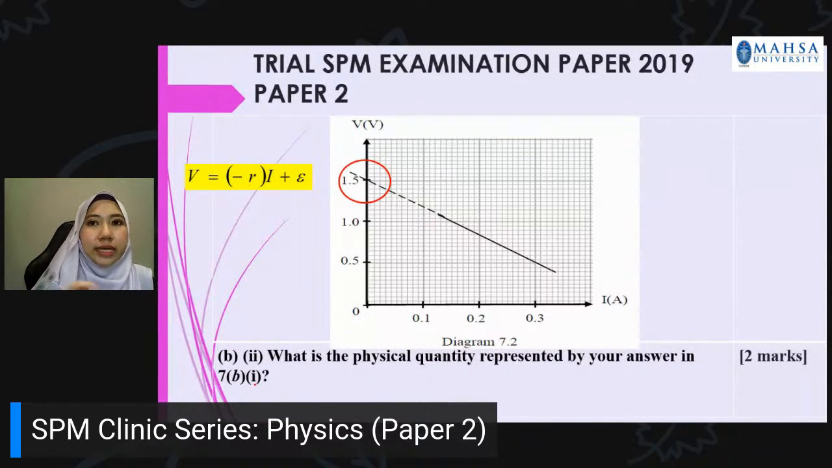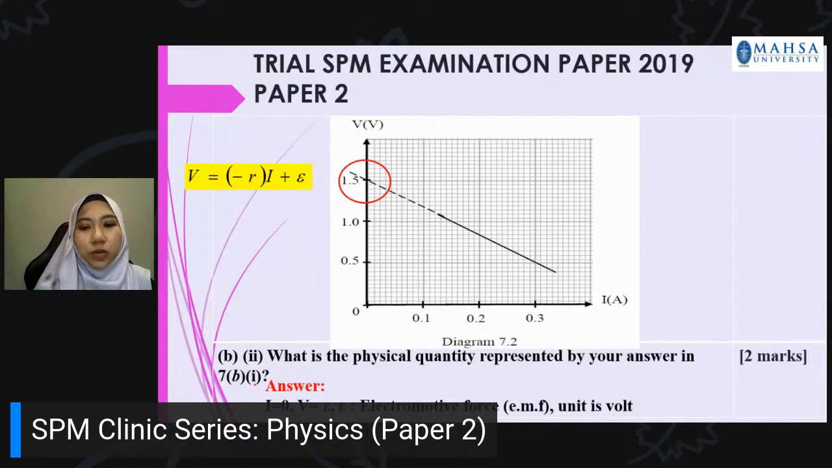Okay, you got the intercept at the y-axis, which is the value of your voltage, 1.5. So what is the value 1.5? The answer: at I equal to 0, the voltage value is equal to the value of the electromotive force. The unit is volt, the value of your battery.